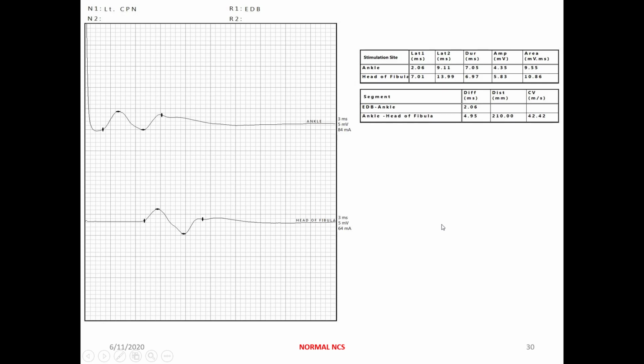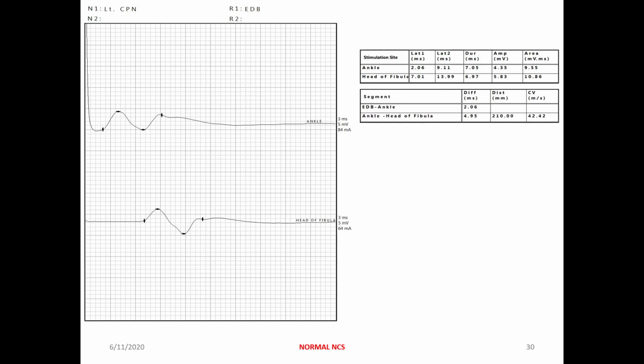In lower limb, if you have velocity more than 40 meter per second, you consider it okay, normal. More than 40 meter per second in lower limb, you can consider okay. In upper limb, more than 45 meter per second, you can consider okay. Clear? So actually the values are different, okay, but on an average you can consider for upper limb 45 and for lower limb 40 meter per second. Clear? So this was how to interpret normal nerve conduction study.